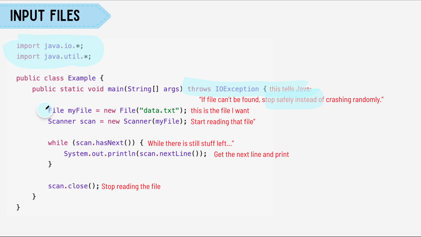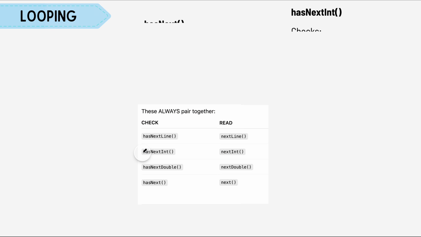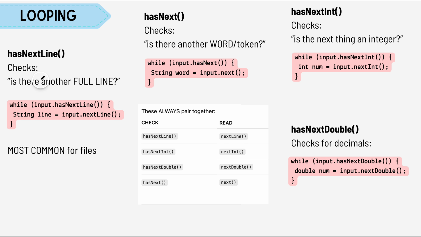Then we're going and getting the file. We are reading through the file using the scanner while there's still things in the file. It's just going to keep printing. Over here, in the while loop, just like I said, if we have a next string, that's going to be next line. If there's any word or any token, it's just going to be next. If it's an integer, it's going to be next int. And if it's a double, has next double.